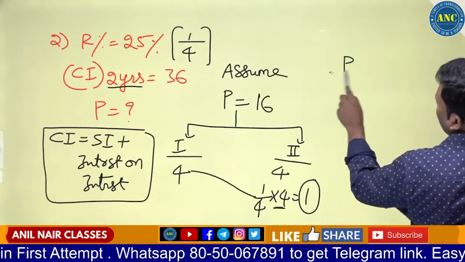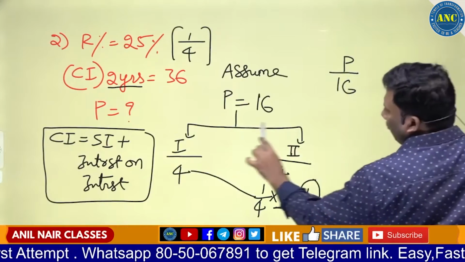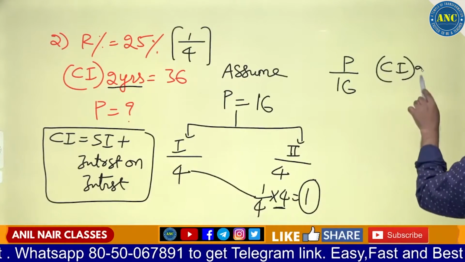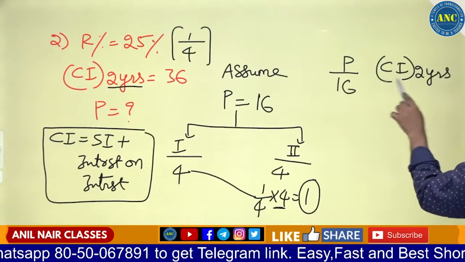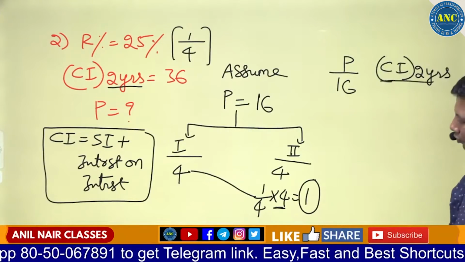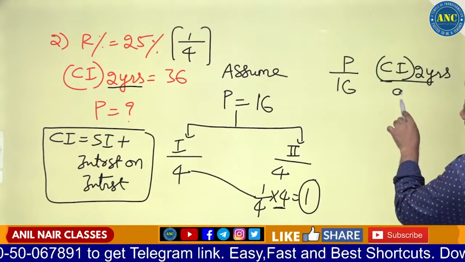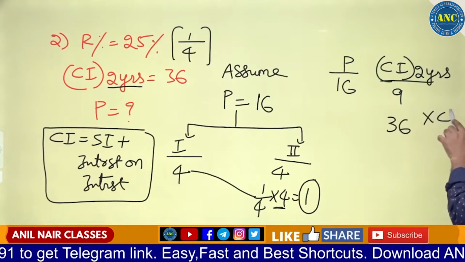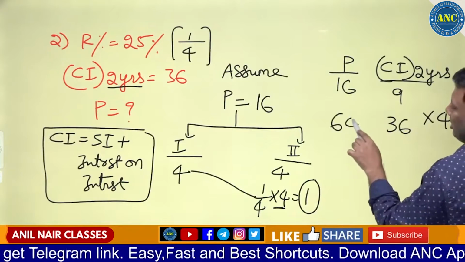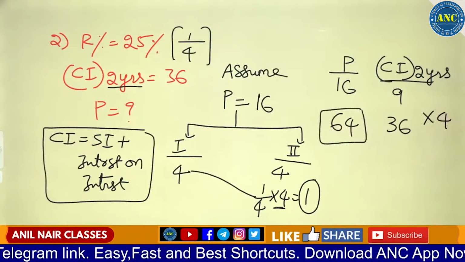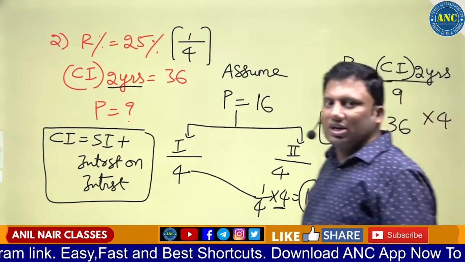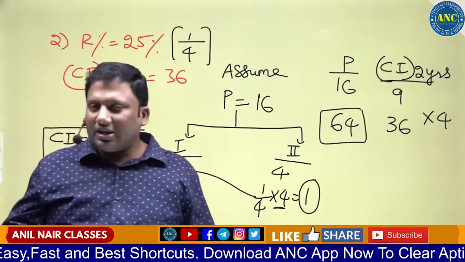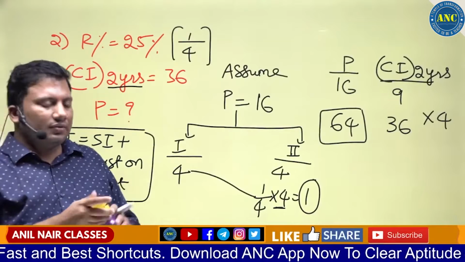That means if the principal is 16, the total CI for 2 years will be 4 plus 4, 8, 8 plus 1, 9. But according to the question, it is 36. 9 fours are 36, so 16 fours are 64. Any doubts? Most likely, not a single doubt you will get.